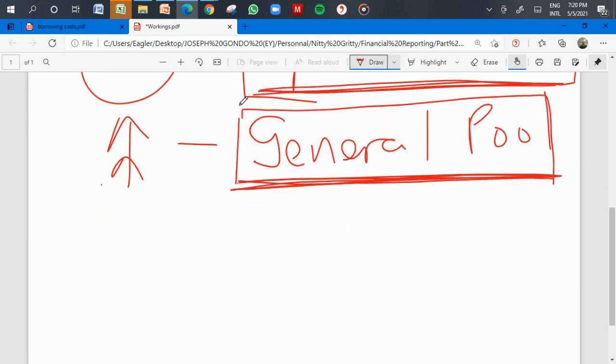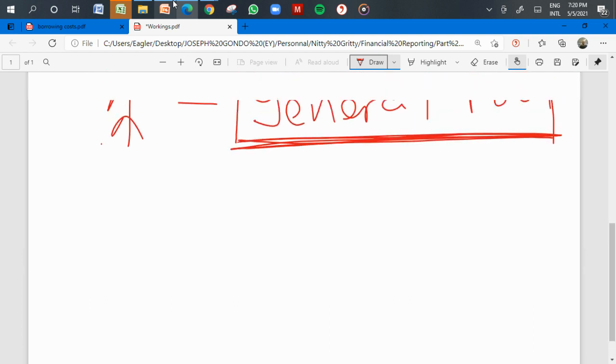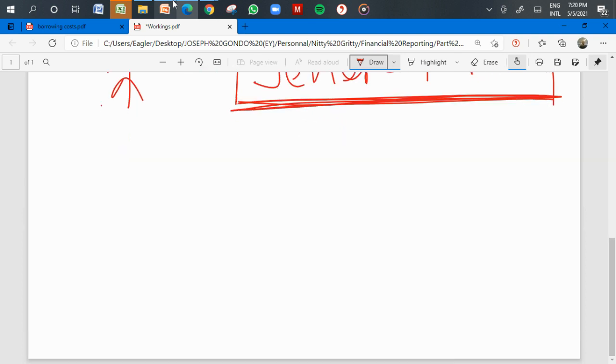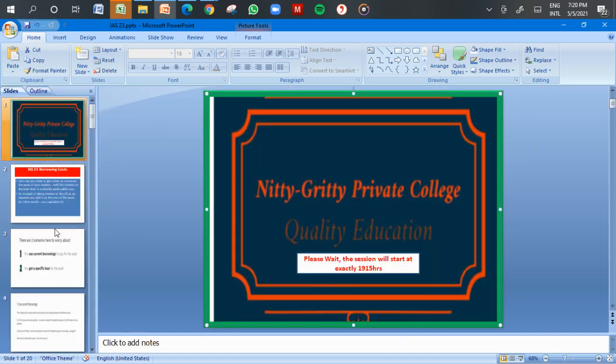Okay, so we only capitalize borrowing costs when they are incurred in the construction or acquisition of a qualifying asset. So if you borrow some funds to buy maybe, let's say, a motor vehicle, you can't capitalize that borrowing cost, because you can only capitalize borrowing cost when it is incurred in acquisition or construction of a qualifying asset. So the question is, what is a qualifying asset?